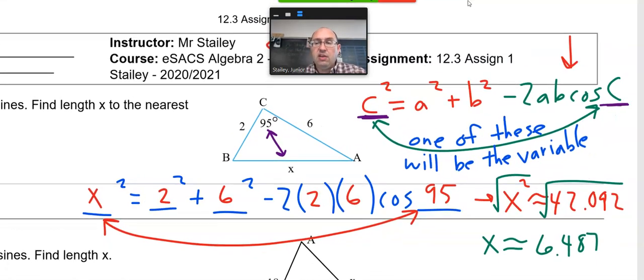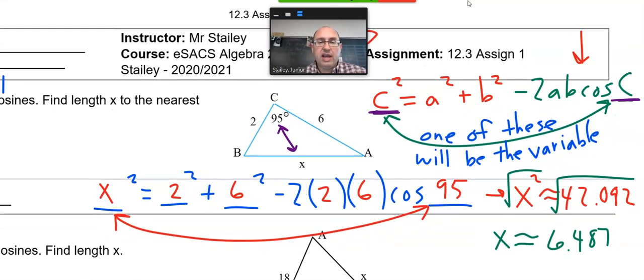So you can see here in this particular example that I put the x on the left, I put the 95 on the right, and then I need a 2 and a 6 and a 2 and a 6. It doesn't matter if you switch them either. But you need one of each in the first part, one of each in the second part. This particular version of the law of cosines is pretty simple because you can just type all that stuff straight across and get 42.092.